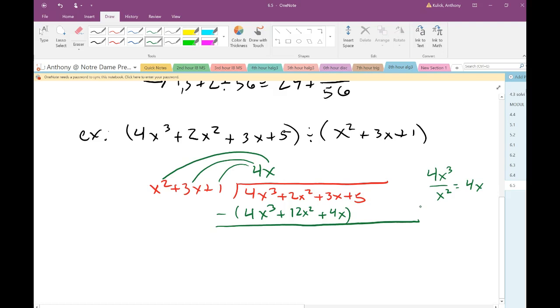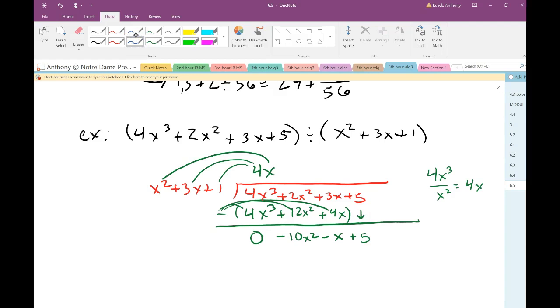Now, got to be careful when you're subtracting, because I got to make sure I'm distributing that negative to all places. 4x cubed minus 4x cubed gives me 0. 2x squared minus 12x squared is negative 10x squared. And then 3x minus 4x gives me negative x. And then I'm going to bring that 5 down.